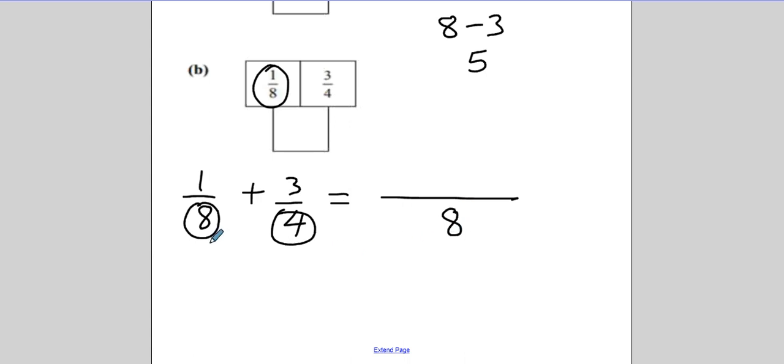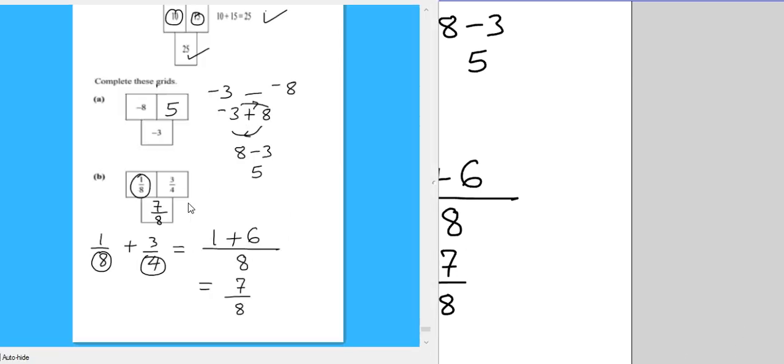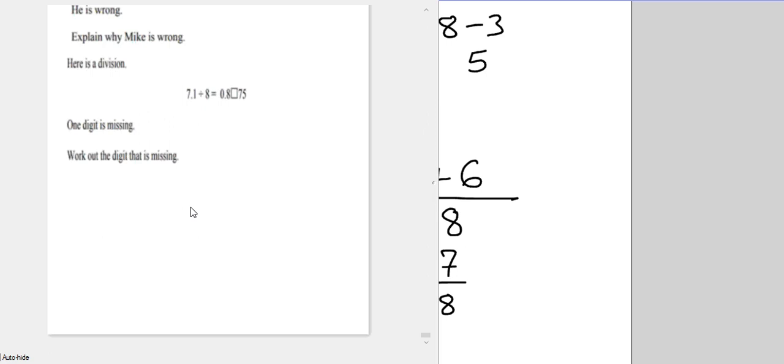8 divided by 8 is 1, 1 times 1 is 1, 8 divided by 4 is 2, 2 times 3 is 6. So 1 plus 6 is 7/8. So the answer here is 7/8. I hope that helps. Then we can go to the last page.